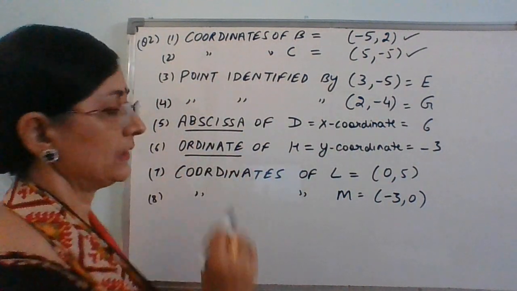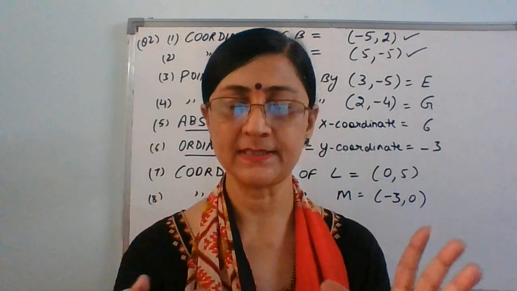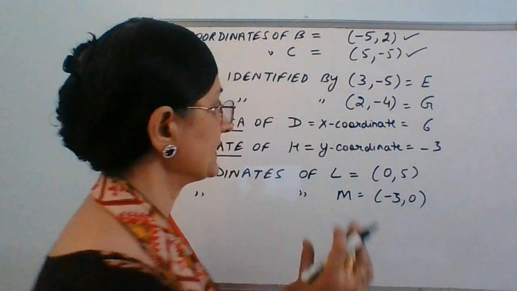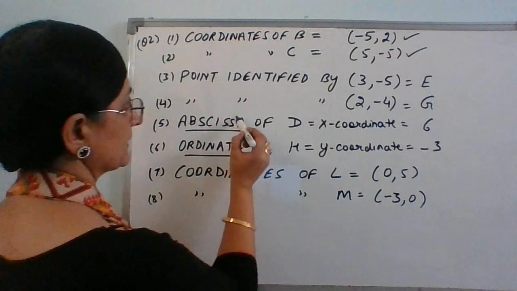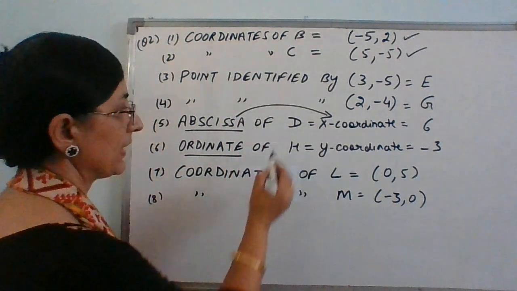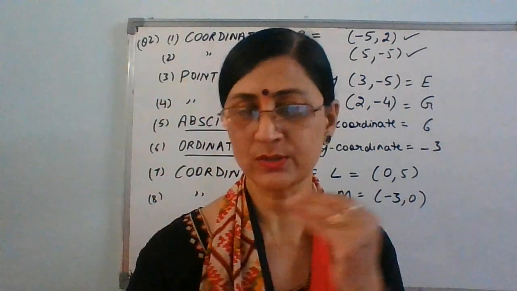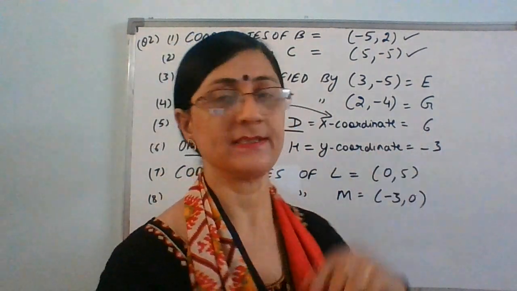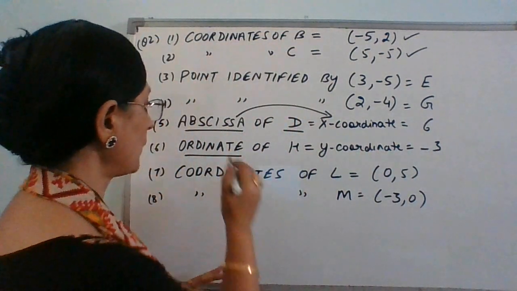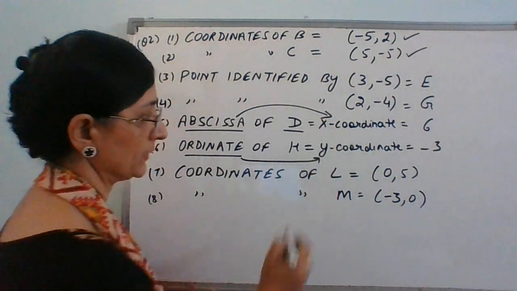Then abscissa and ordinate. What is abscissa? Abscissa is the x coordinate. This is the x coordinate. So you have to see point D and its x coordinate. You have to tell that is abscissa and that is 6. What is ordinate? Ordinate is the y coordinate.